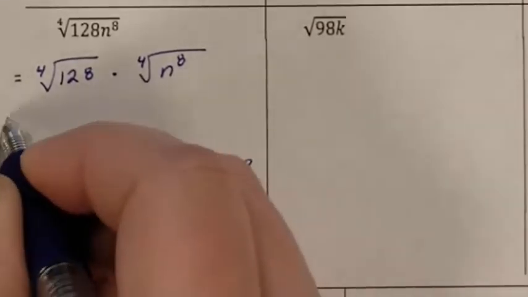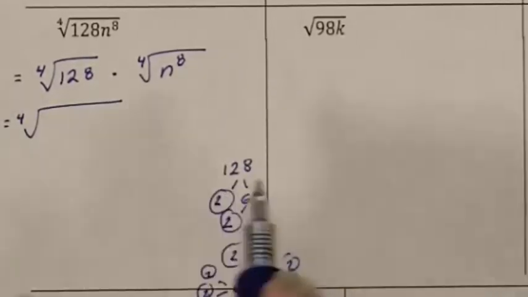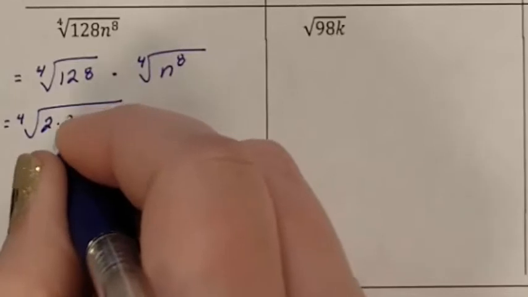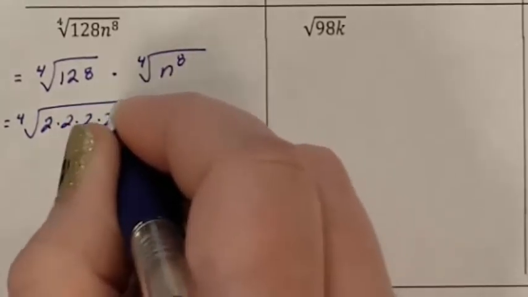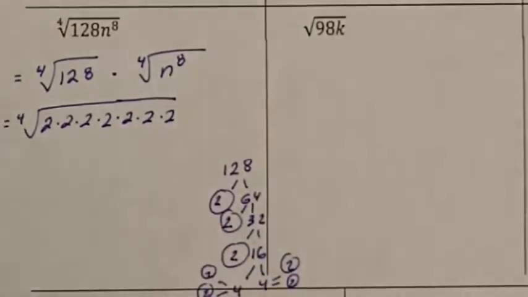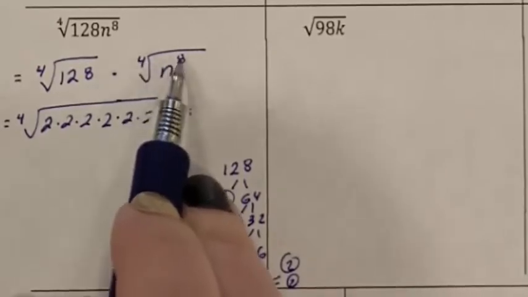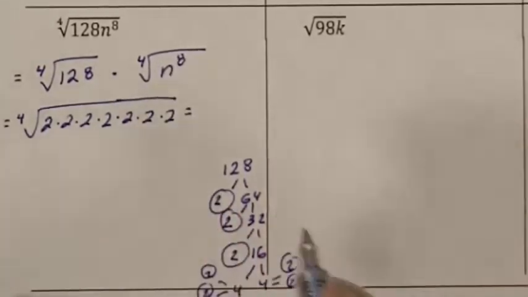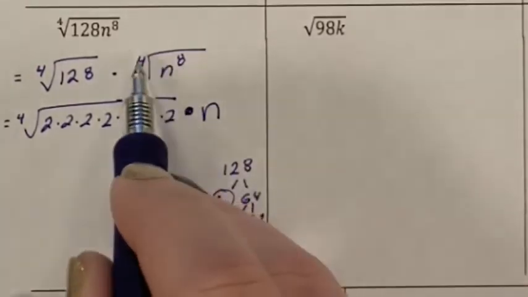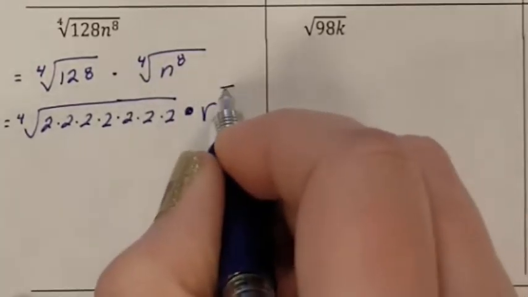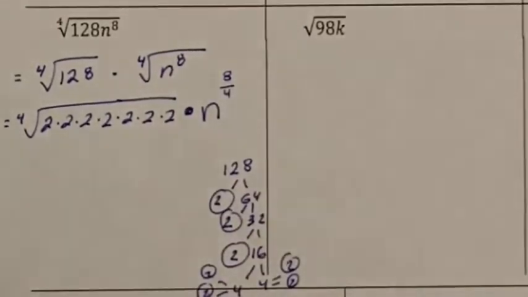So 128 gets broken up into 1, 2, 3, 4, 5, 6, 7. I see 7 2's. So 1, 2, 3, 4, 5, 6, 7 2's. Now, why did I write my variables this way? It's because you know that you can rewrite your radicals as fractions. So I have this being multiplied by n to the root is the denominator, the exponent inside is your numerator.